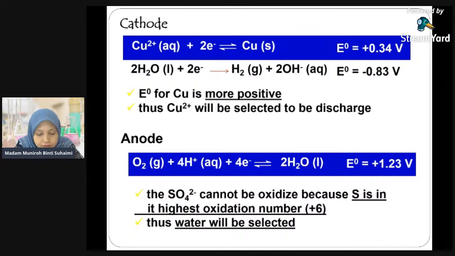The E0 for copper is more positive: copper 0.34 compared to negative 0.83. So copper 2 plus will be selected to be discharged at the cathode. For the anode, water molecule is selected to be discharged because sulfate cannot be oxidized, as sulfur is in the highest oxidation number, which is positive 6. So water will be selected at the anode.